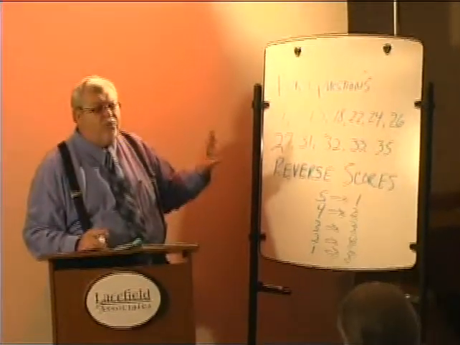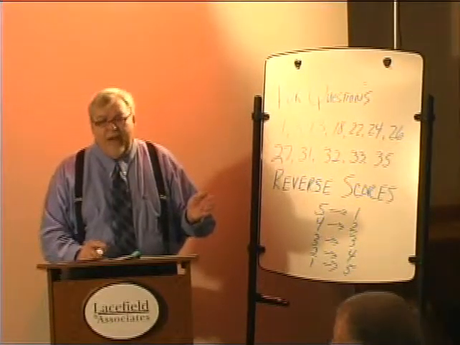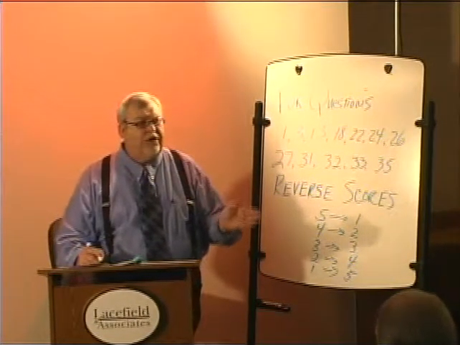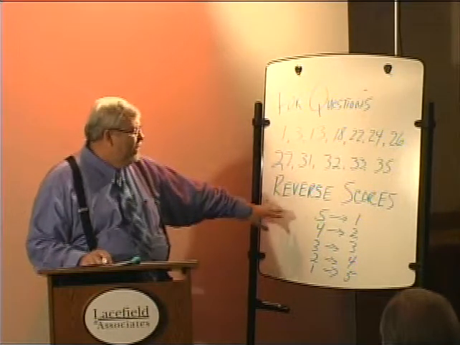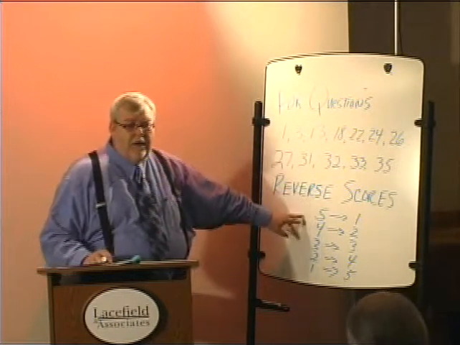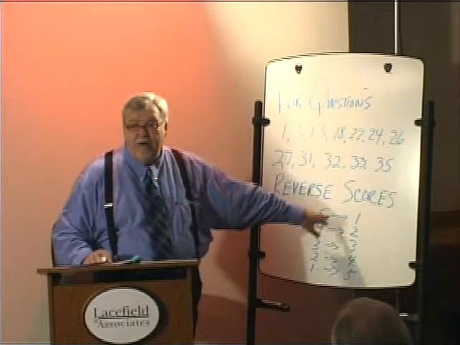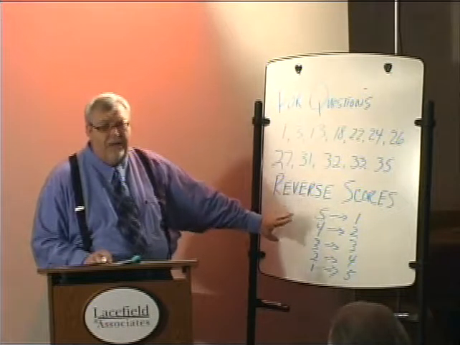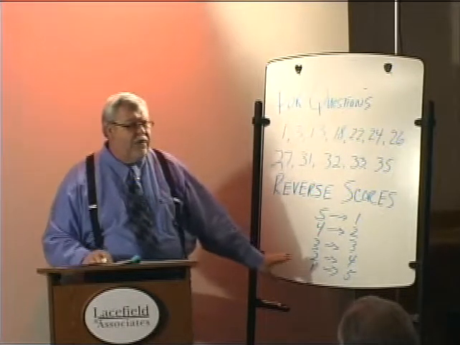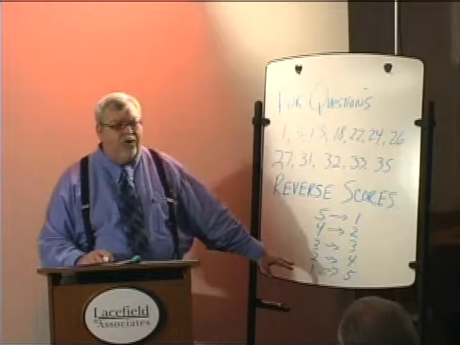So in scoring this questionnaire, on these questions, and these questions only, questions 1, 3, 13, 18, 22, 24, 26, 27, 31, 32, 33, and 35, you're going to reverse those scores and carry them over to the right-hand column. So for example, if on question number 1, on the left-hand column you had scored it a 5, you will now convert that to a 1 and carry it over to the right-hand column. A 4 will become a 2, a 3 will stay a 3, a 2 will become a 4, and a 1 will become a 5.